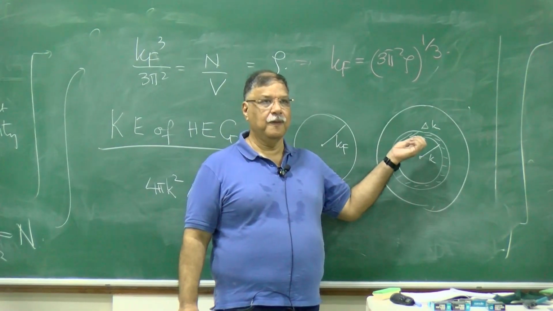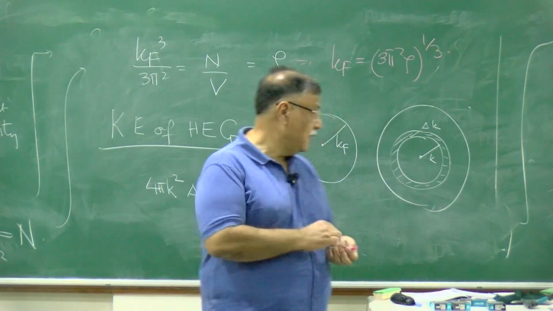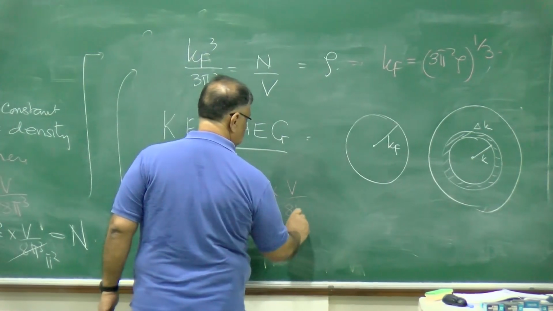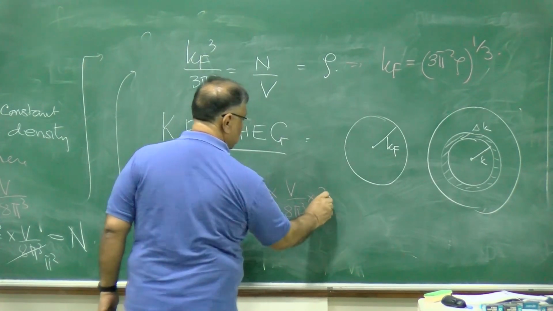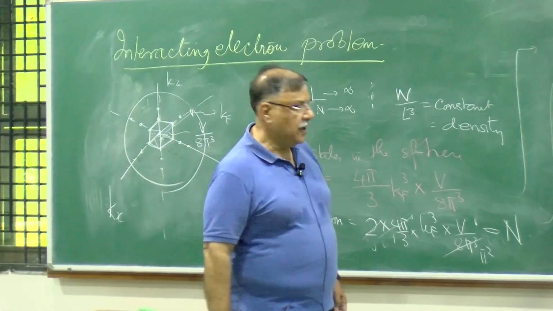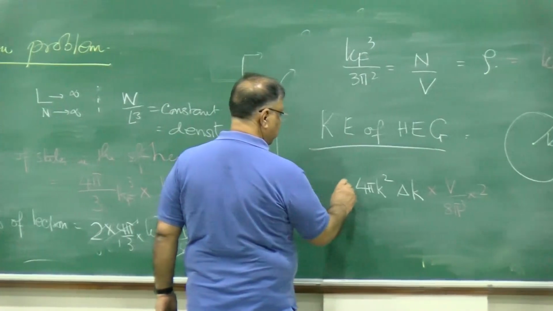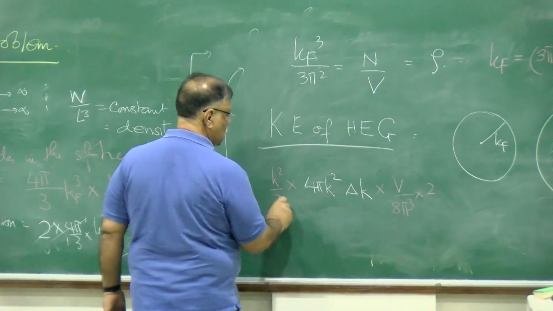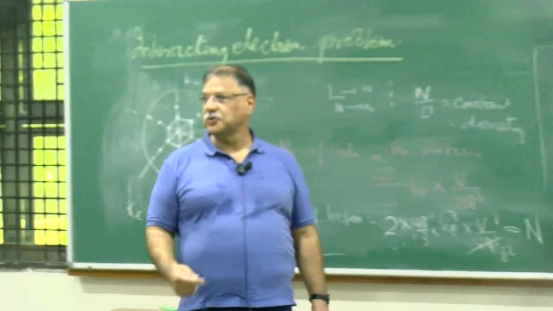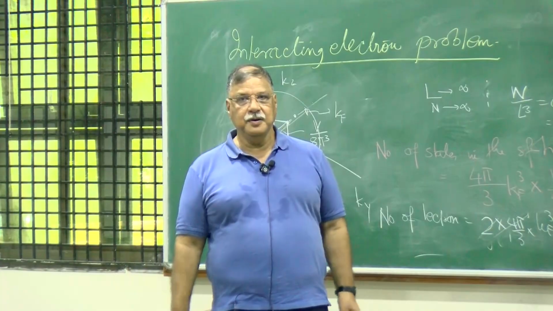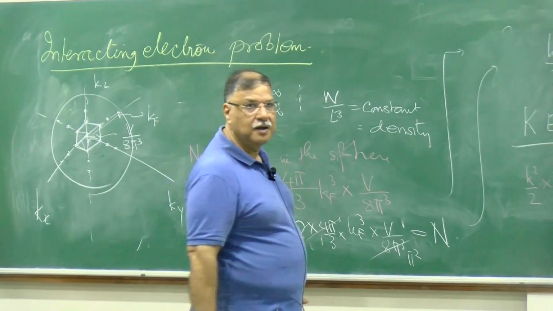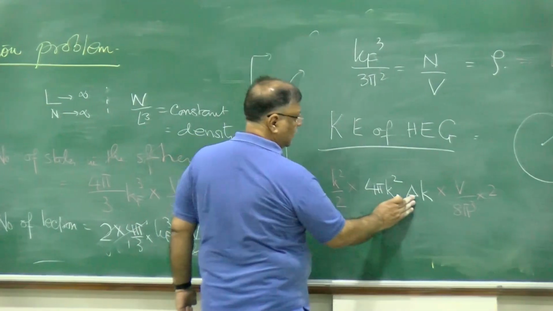Yes or no? And then in that volume, I'm going to multiply by the density of states, V over 8 pi cubed, and multiply by 2, which gives the number of electrons. Yes? And each electron in this has kinetic energy k square by 2. Normally it is h cross square k square by 2m, but I'm taking Hartree units, so h cross is 1 and m is 1. And then what do I do to calculate the total kinetic energy? What should I do? So I can write this dk.